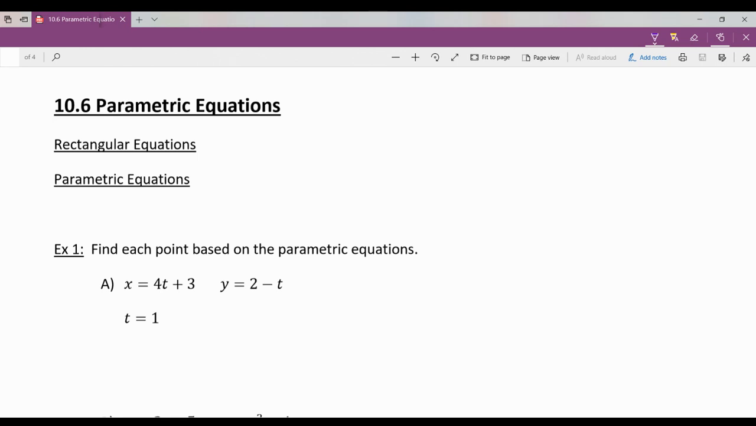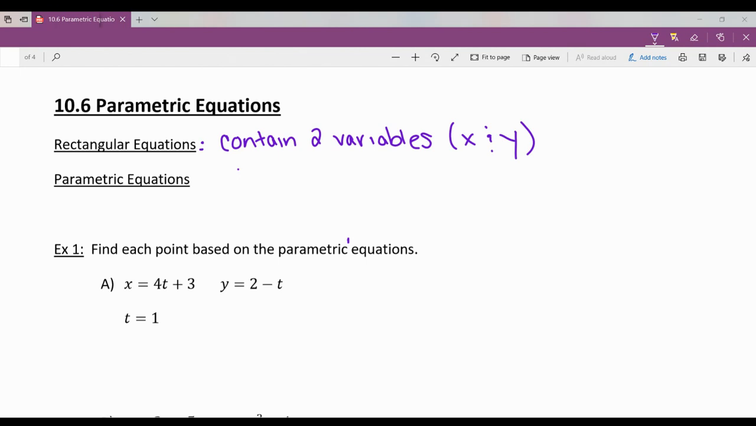Pre-calcers, so today we're going to talk about parametric equations. For the most part, for all of our mathematical approaches, we've been talking about rectangular equations where it's just two variables. Most of the time, those two variables are x and y. So rectangular equations contain two variables, usually x and y.